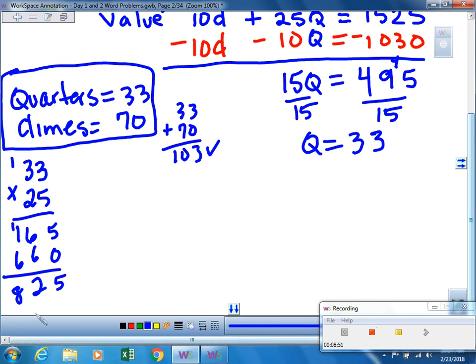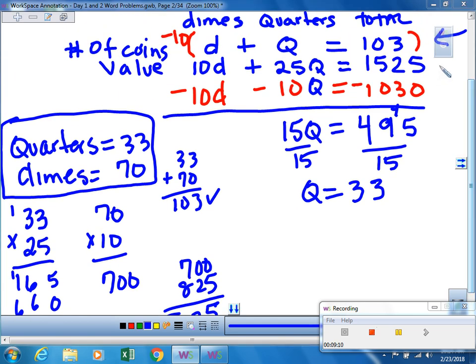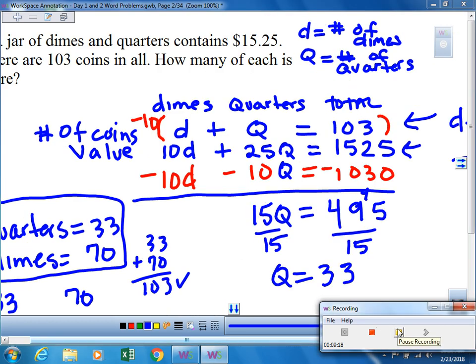8, carry the 1. All right, and then 70 times 10 is 700. So 700 and 825, what does it add up to be? 1525. Did it balance with the value that it said? Yes. So it checked. All right. Next problem.